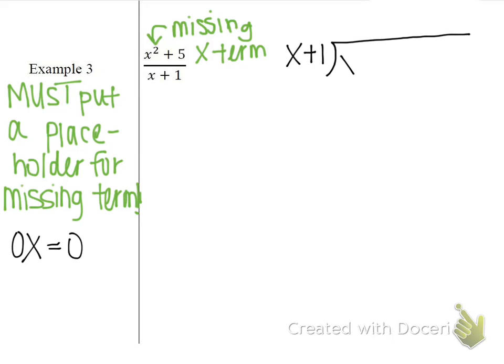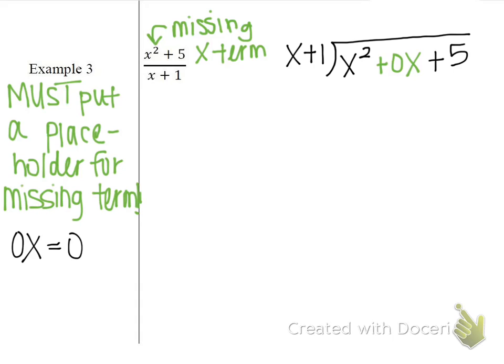So on the inside, I have x squared plus 0x, that's your placeholder, plus 5. So we have to put our placeholder because when I start multiplying, I'm going to have an x term. But if it doesn't line up, you guys are going to start combining terms that aren't like terms. So I want to make sure that you put a placeholder if there is a missing term.